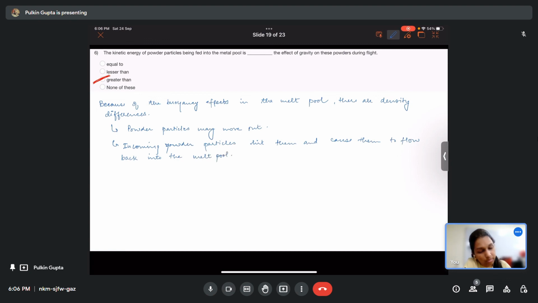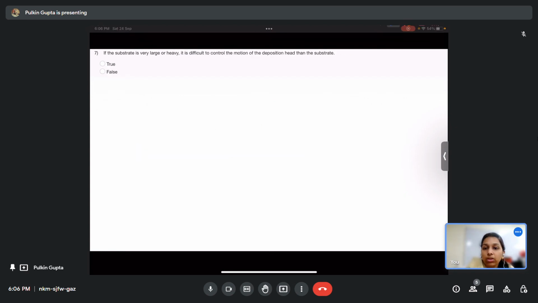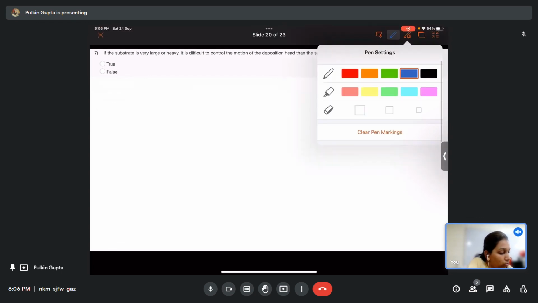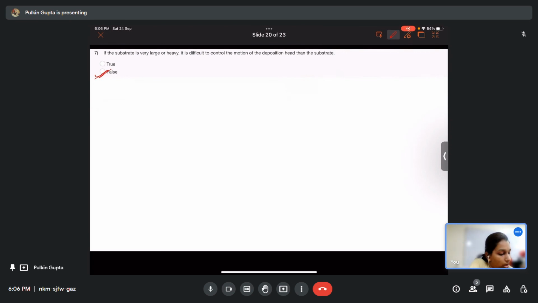Okay, so question number 7. If the substrate is very large or heavy, it is difficult to control the motion of the deposition head than the substrate. So this is false. If the substrate is large or heavy, it is difficult to control the substrate. Rather, it is easier to move the deposition head. Okay, so it is difficult to control the motion of substrate than the deposition head.